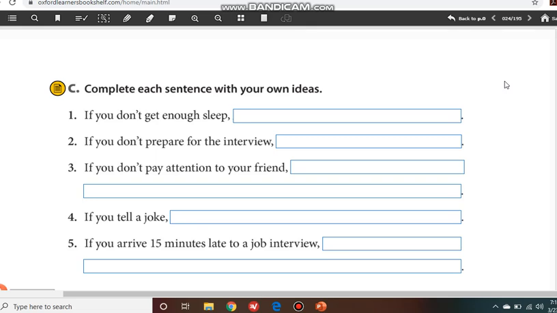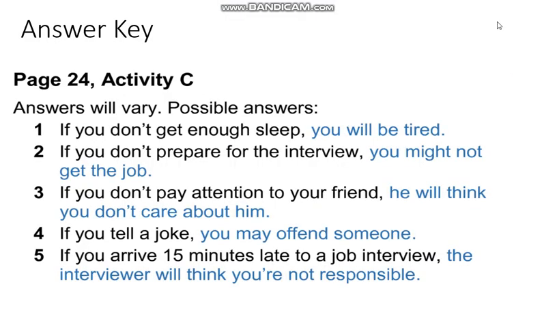Okay, in the last activity, C, complete each sentence with your own ideas. Now the answers may vary. Now I want you to get really creative with this. Pause the video and take about 5 minutes, and then we'll go over the ideas that I have. All right, these are some answers that I have, and the answers will be a little different than yours.